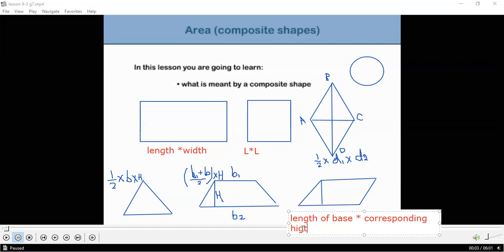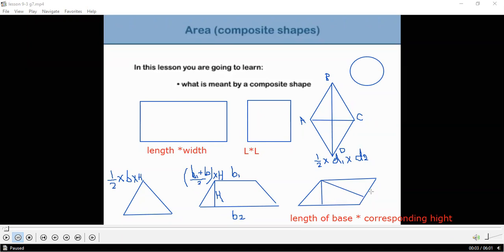What is the meaning of corresponding height? Why did I say corresponding height? Why didn't I say length of base times height? Because we have two heights in the parallelogram. If I'm talking about this base, this is the base, right? And this is the height. If I'm talking about the second base, the short base, we have a long height like this.